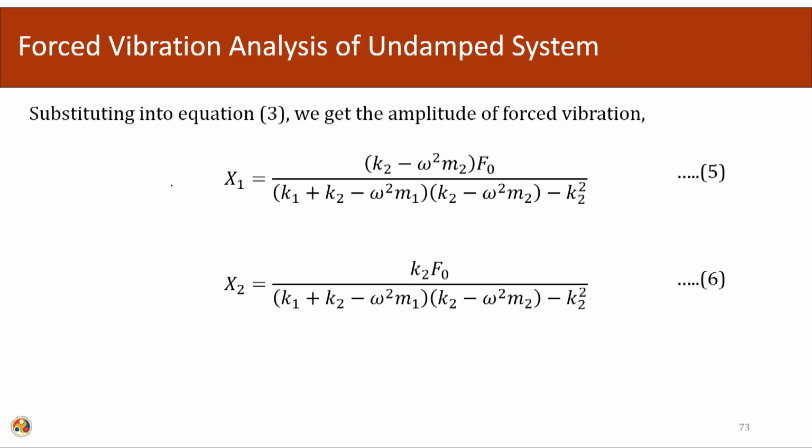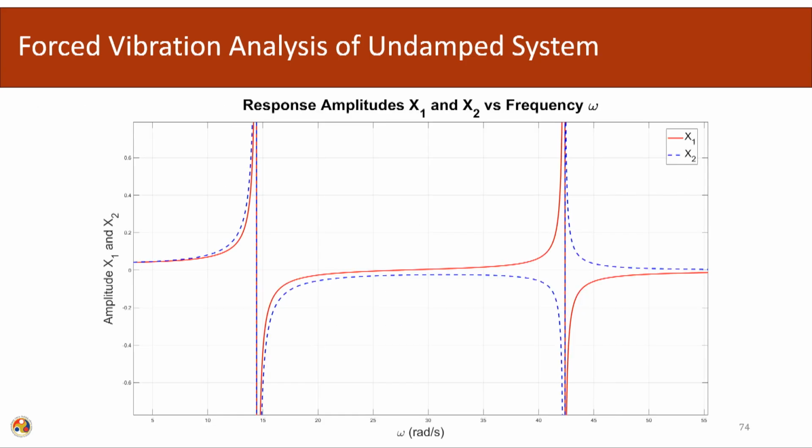So, after substitution we get the solution for x1 and x2. This is a chart showing the response of the two amplitudes x1 and x2 as the frequency of the forcing function varies. The red line is showing x1 and the blue line is showing x2.